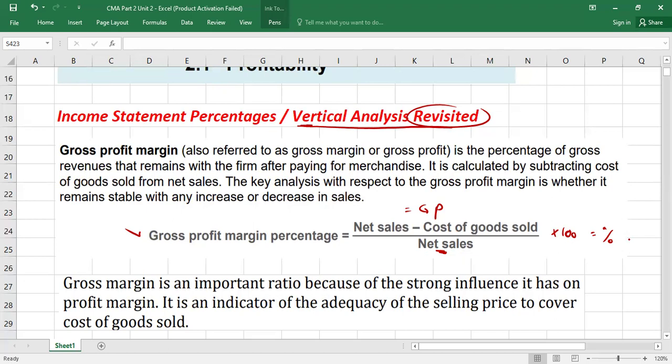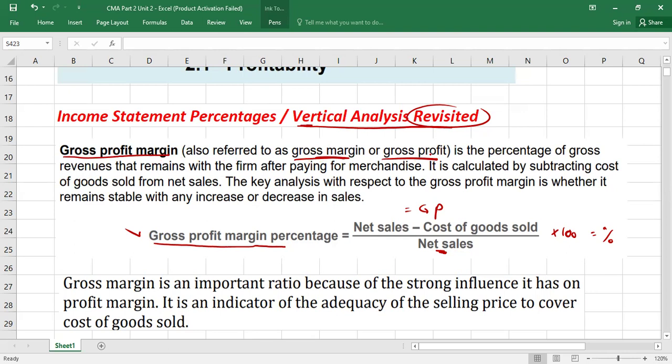Okay. So please remember, gross profit margin percentage or gross profit margin is also called gross margin, or it is also called simply gross profit. Anybody can use. You can use the word gross profit margin or gross margin or gross profit. It is the same thing, right?